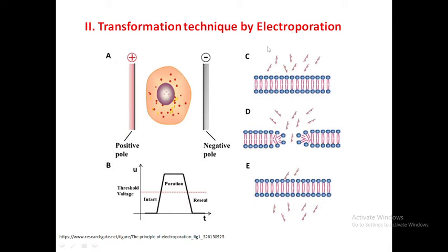The term indicates that with the help of an applied electric field, we are generating pores in the cell membrane so that the recombinant vector on one side will get transferred to the other side of the cell membrane. Now, how will it happen?